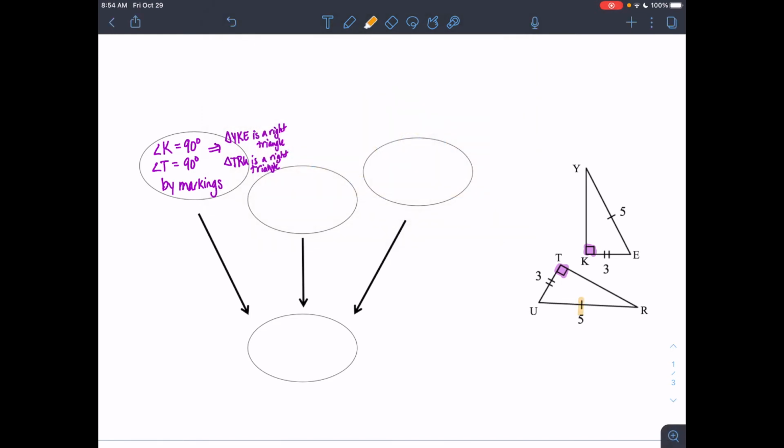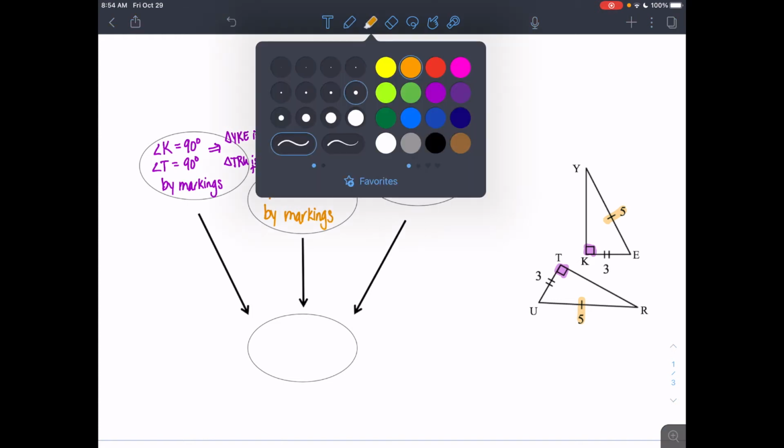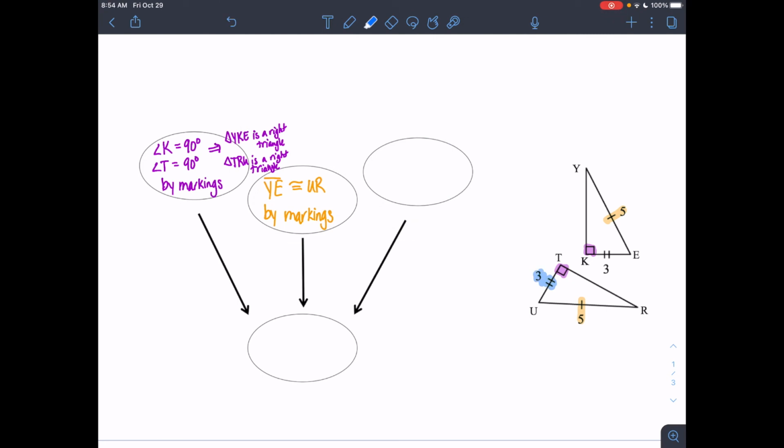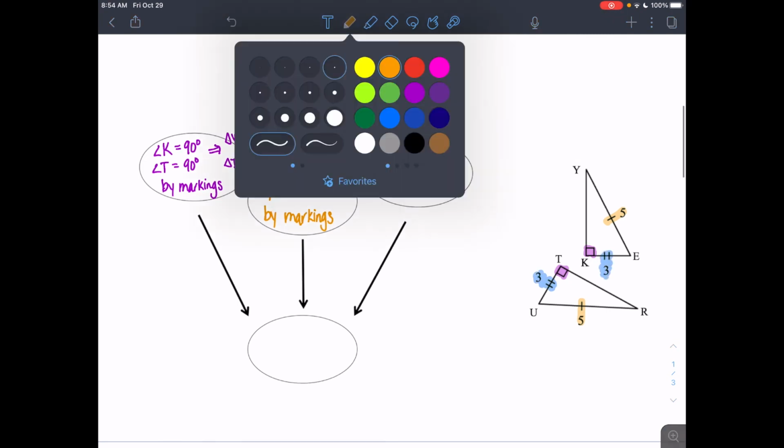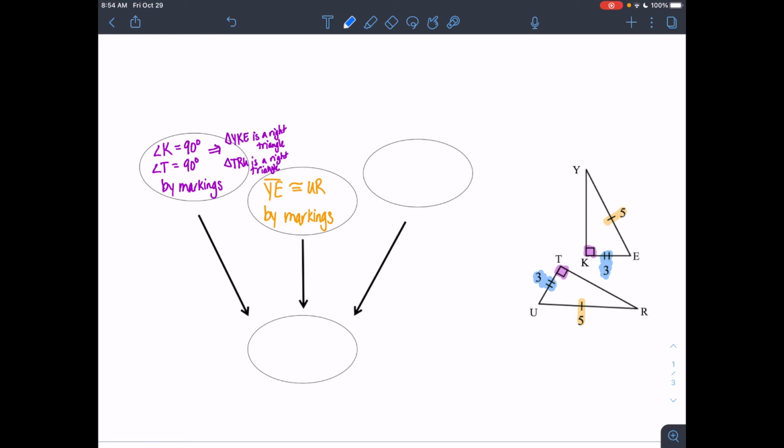Then I also see a side length that has a single dash mark that is a length of 5. So I can say that line segment YE is congruent to line segment UR by the markings. And finally, I see one more set of dashes or congruent sides. So I will say that line segment TU is congruent to line segment KE, also by the markings.